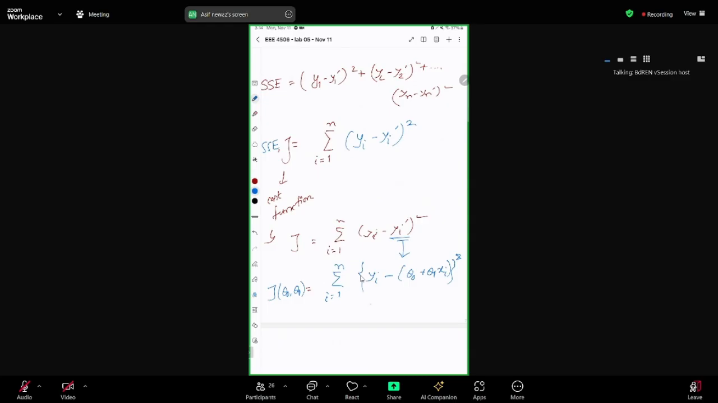Now, as you can see, yi is the actual value that we already have, and xi is the actual data point that we already have. Theta 0 and theta 1 are the variables of the equation. That's why I write it this way. So the equation depends on theta 0 and theta 1. For different theta 0 and theta 1, we'll get different lines, and for different lines, we'll get different errors.